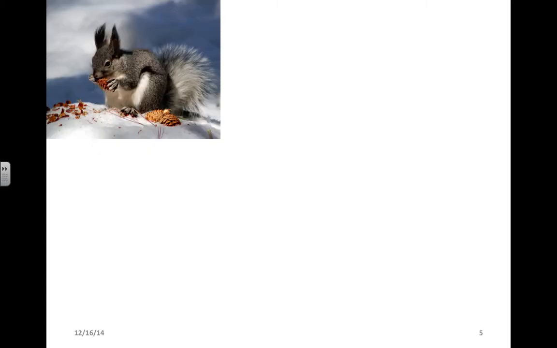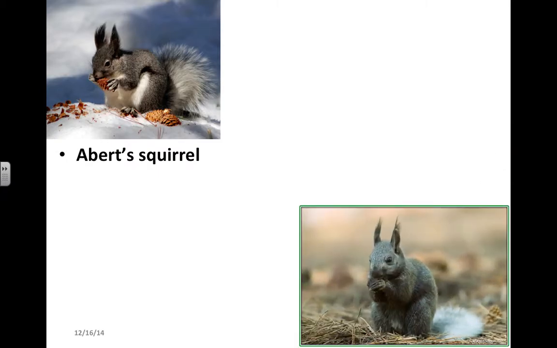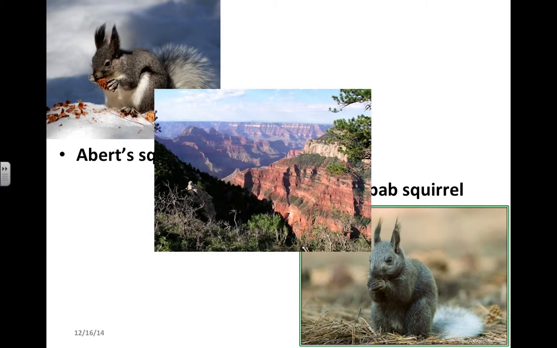Here's an example. This is a squirrel. This is called Abert's squirrel. Here's another one. This one's called the Kaibab squirrel. And these guys are found on the north rim and the south rim of the Grand Canyon. The Grand Canyon has been formed, and is being formed, by the Colorado River. And this has been happening for millions of years, and it continues to happen as the river cuts into this canyon. Well, these guys used to be, and as you can see, a lot of similarities, so it's not hard to believe that these guys are very recently related.